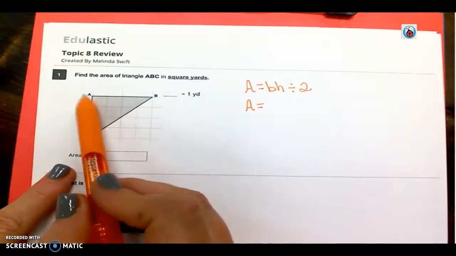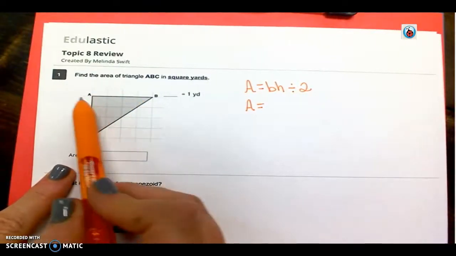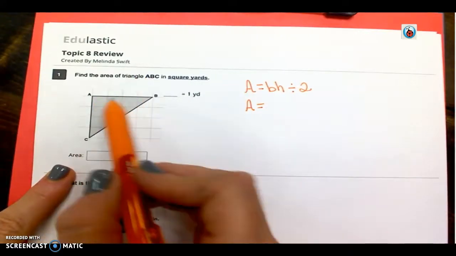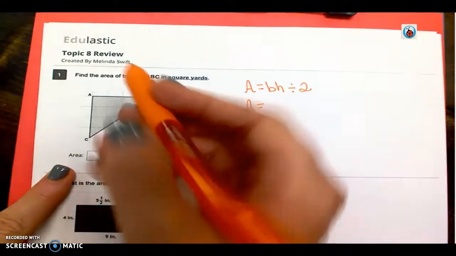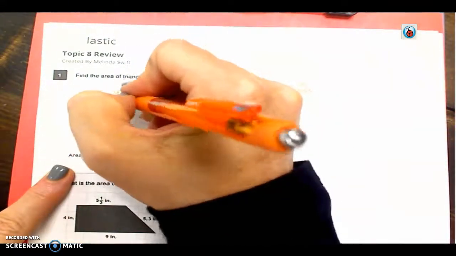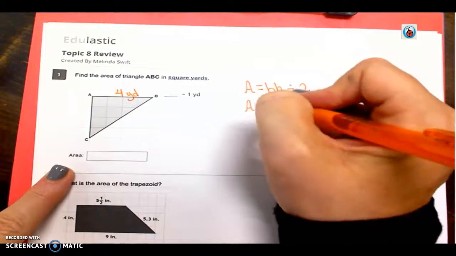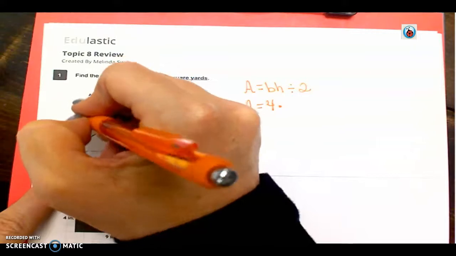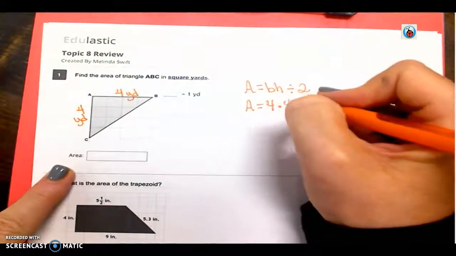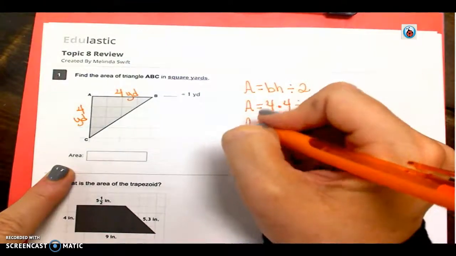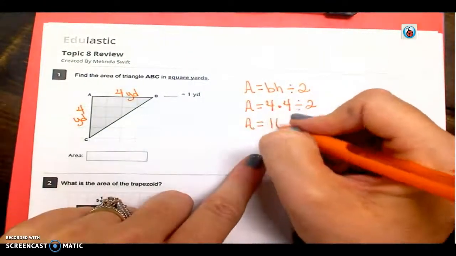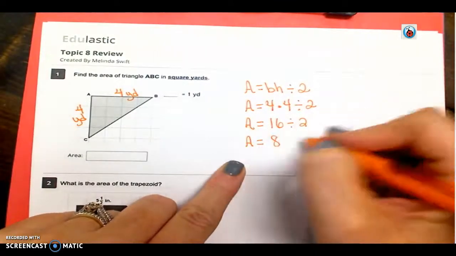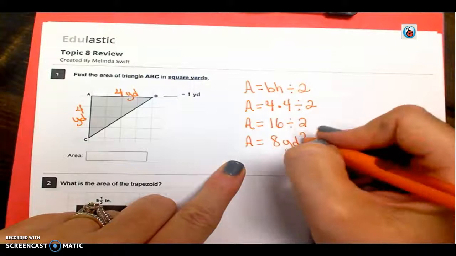We know the base must run perpendicular to the height and make that 90-degree angle. So this would be our base. So we're going to count that out. 1, 2, 3, 4. So this would be 4 yards for the base times the height, which would be 1, 2, 3, 4 yards for the height, and then divided by 2. 4 times 4 is 16, and 16 divided by 2 is 8. Our units are yards and area is always squared.